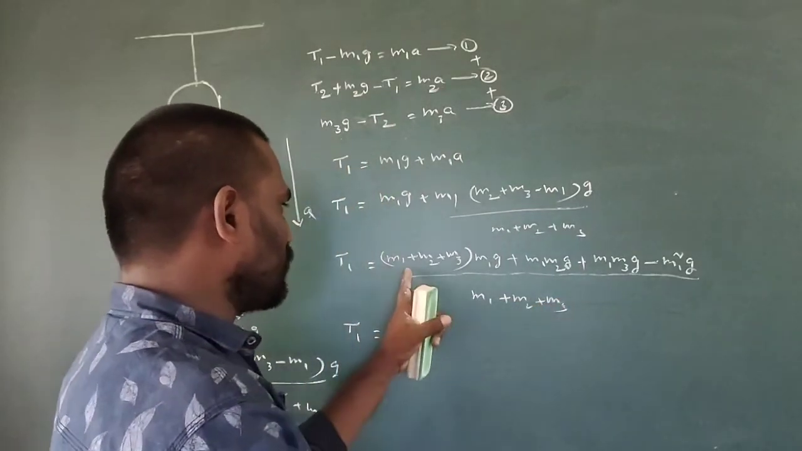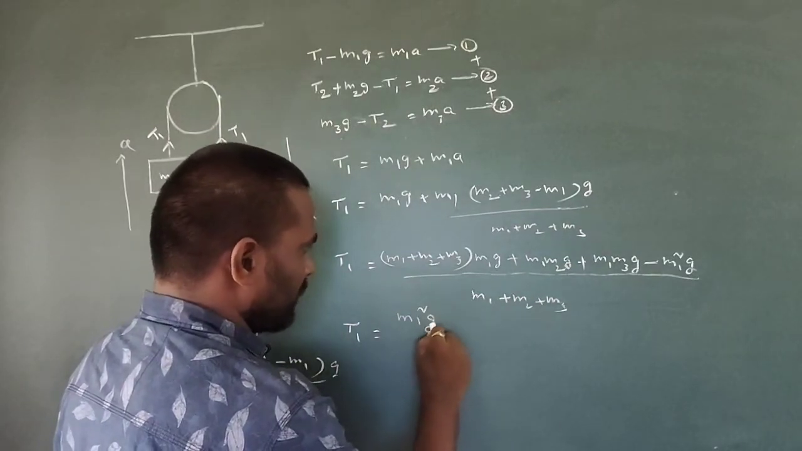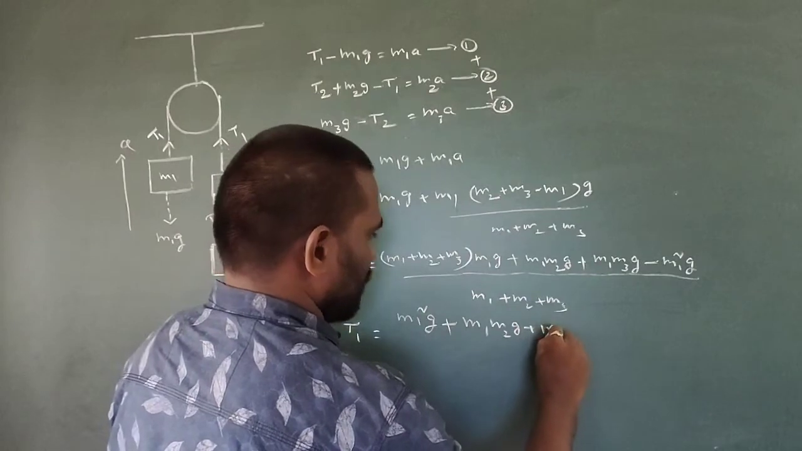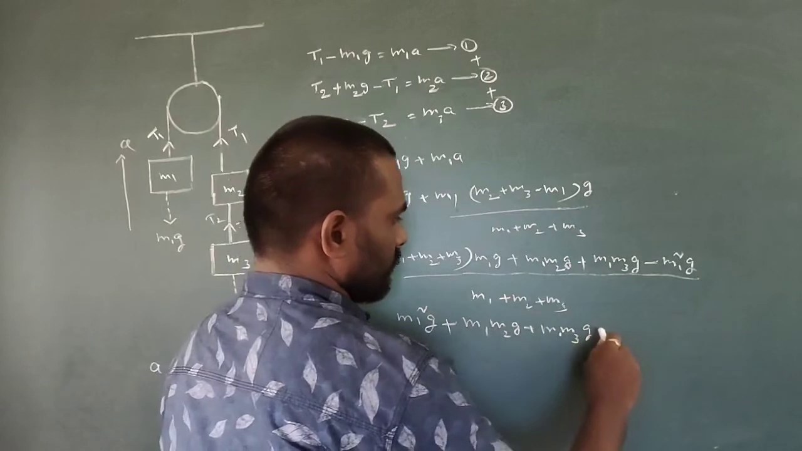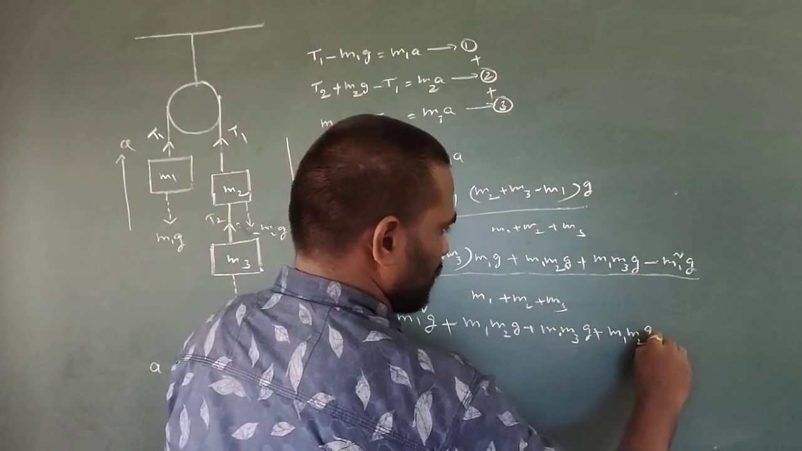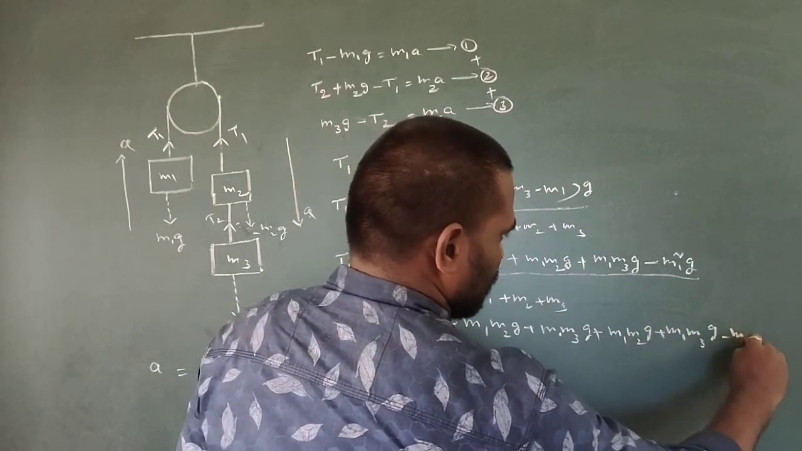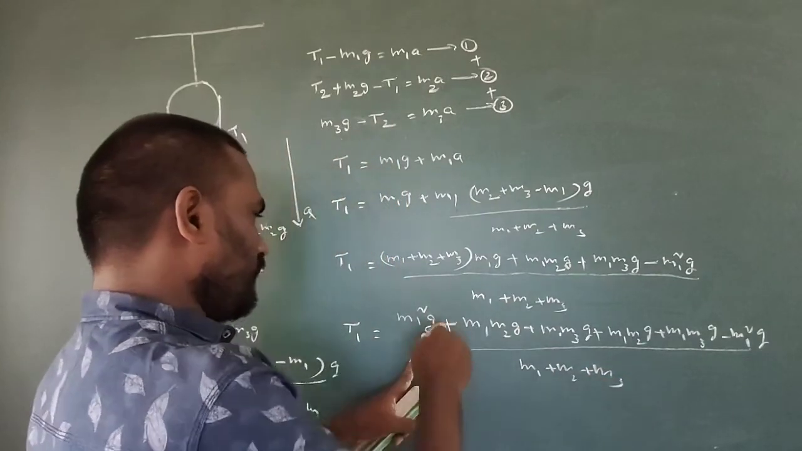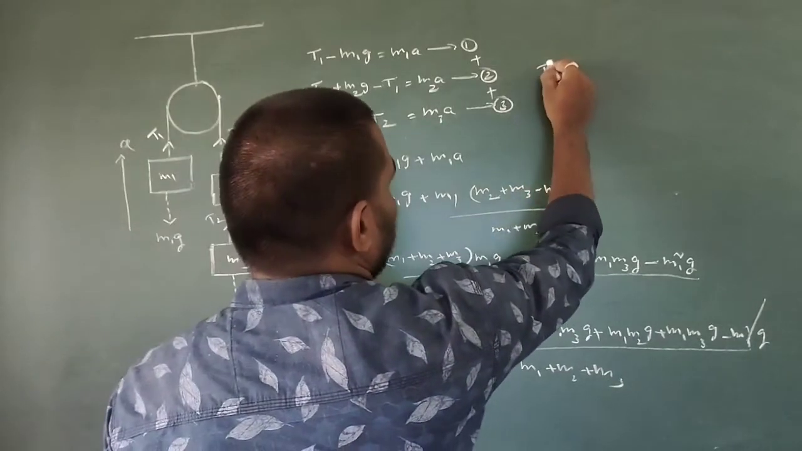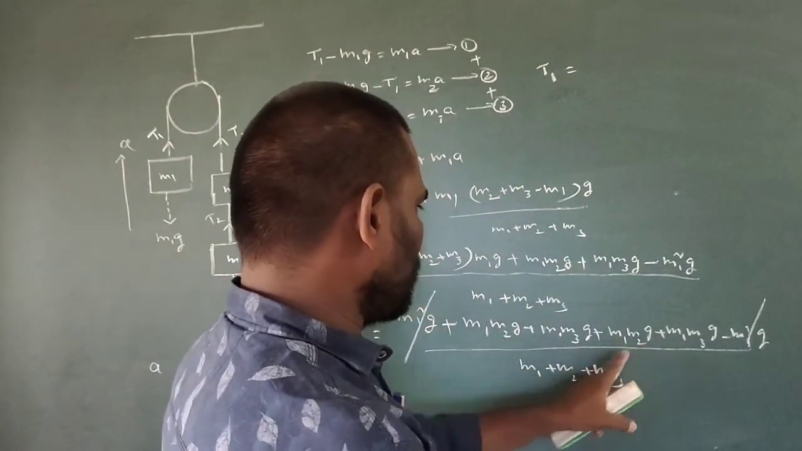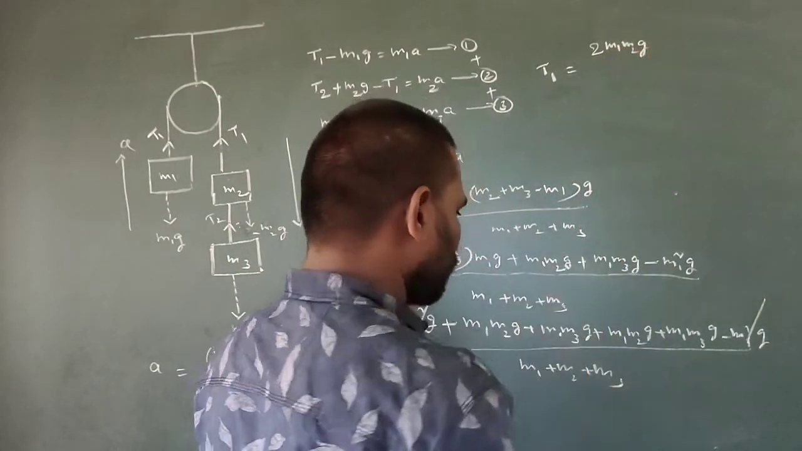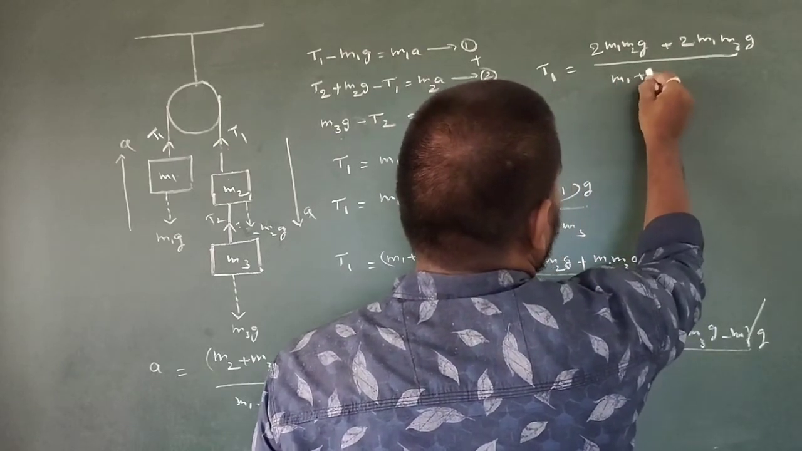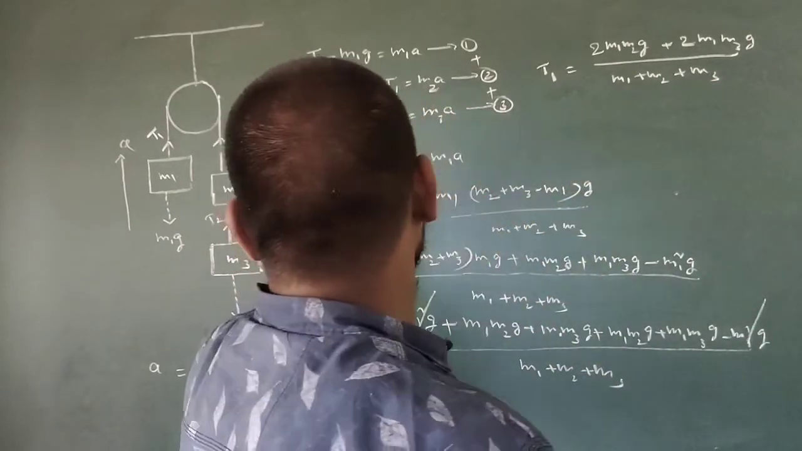Then tension T1 is equal to m1 square g plus m1m2g plus m1m3g plus m1m2g plus m1m3g minus m1 square g, by m1 plus m2 plus m3. Here m1 square g minus m1 square g cancel. Finally, the tension force T1 is equal to (2 m1m2g plus 2 m1m3g) by (m1 plus m2 plus m3). That is the tension force T1 in the string.